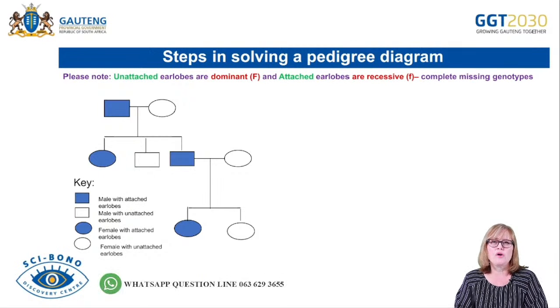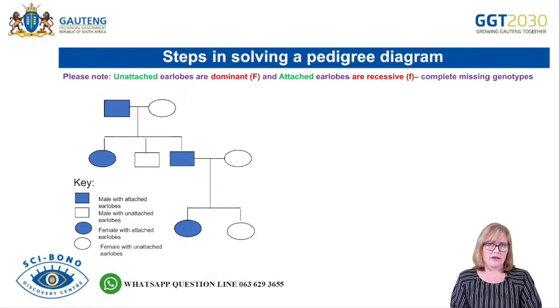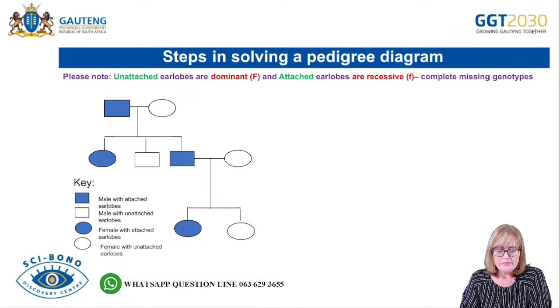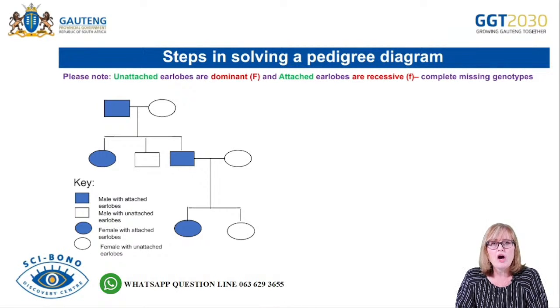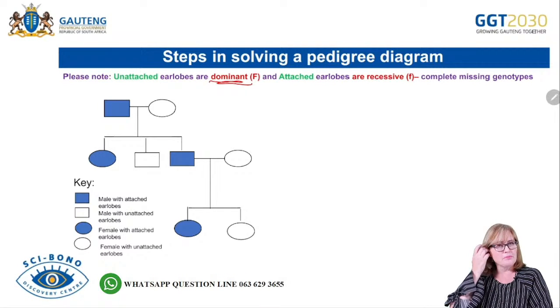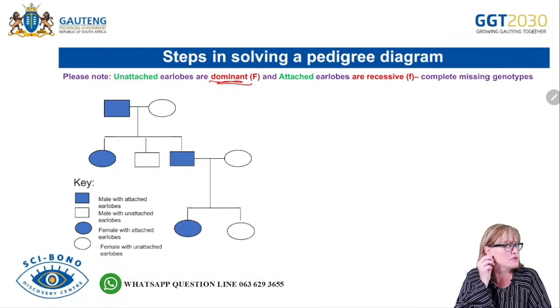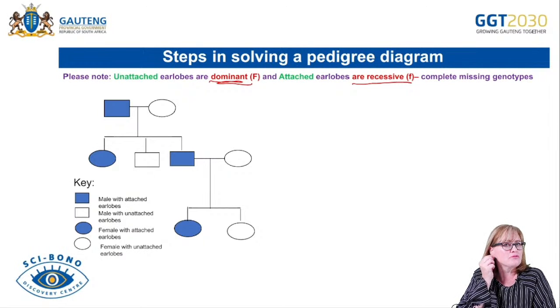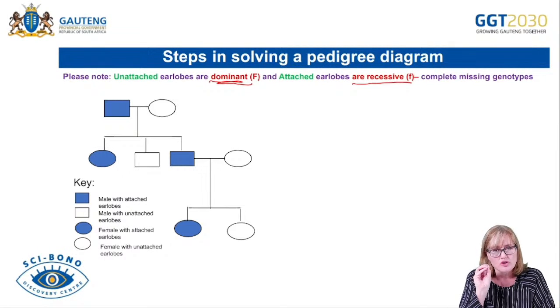But let's see now, how would you go about solving a pedigree diagram? Let's look at this example. We have the feature earlobes. Now, unattached earlobes are dominant, right? If you look at my earlobes here, they are attached. You can see it's fixed to my face, right? So I have the recessive trait, which is attached earlobes. If you have unattached, it's not attached here, it will be the dominant trait, and it will be a big F, right?